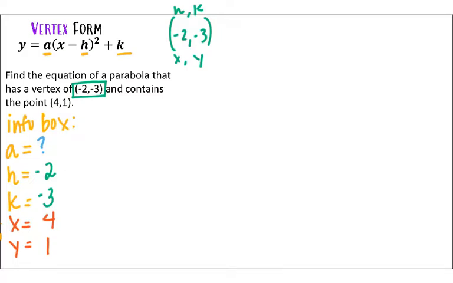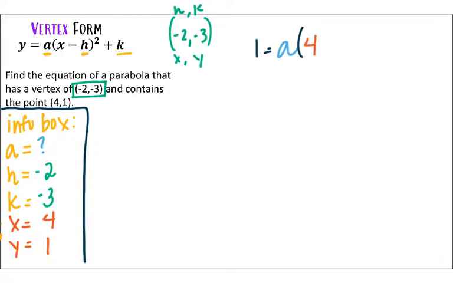So let's see what that looks like. Going left to right, if I don't change something, I leave it alone, and if I substitute in something, I'm changing it with the number. Instead of y, I'm going to write 1 equals. I don't know a, so a will be left alone, then parentheses. Instead of x, from my information corner, we see that that is 4.